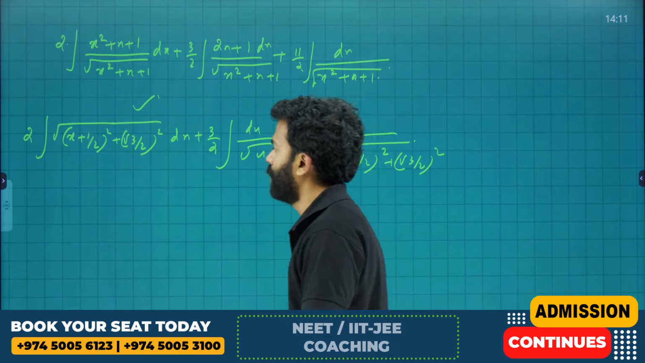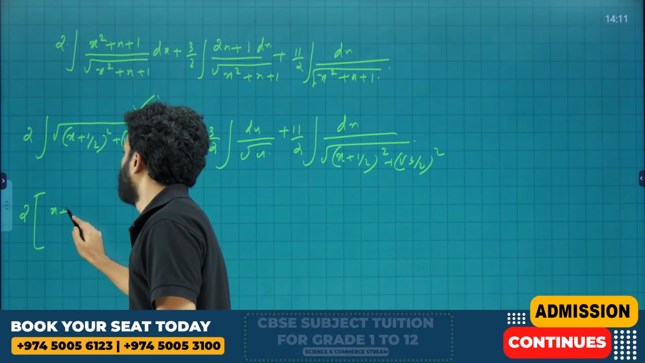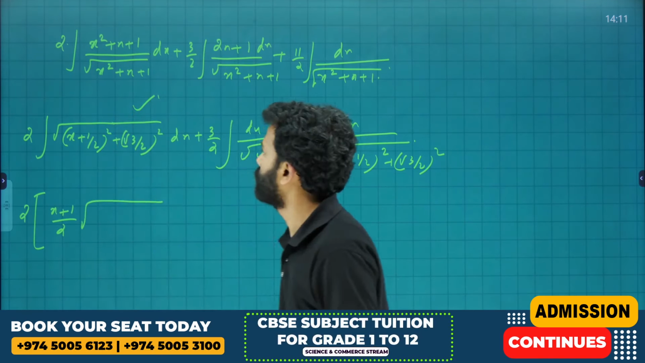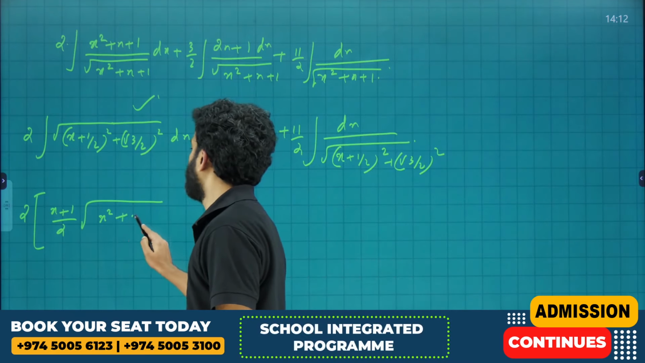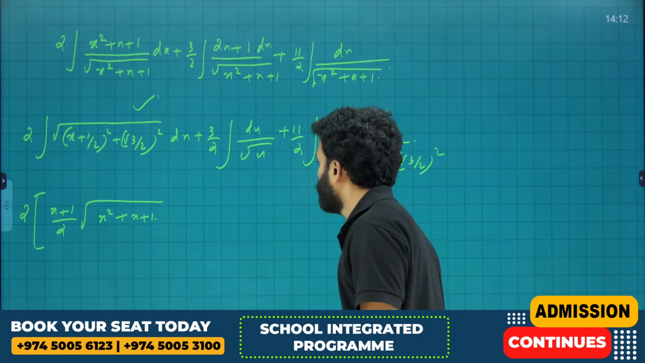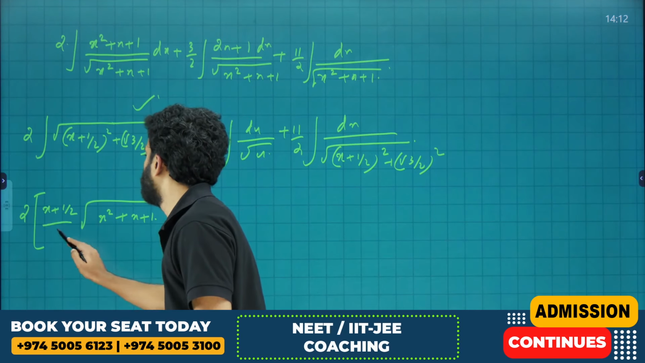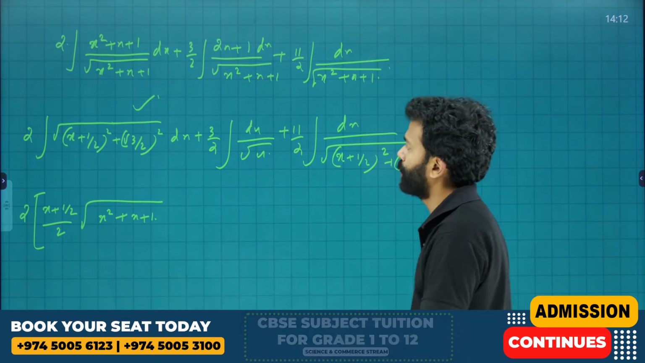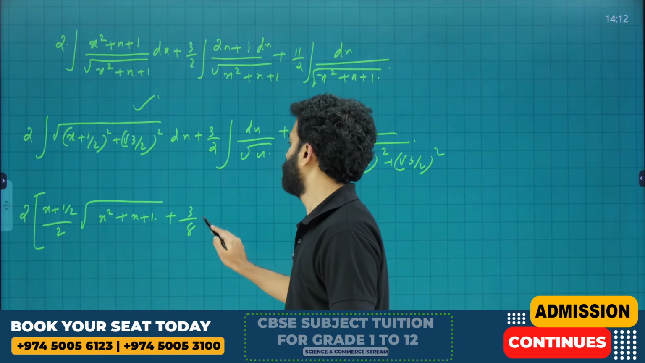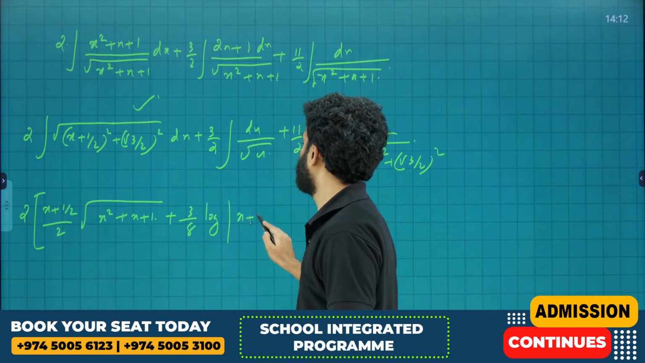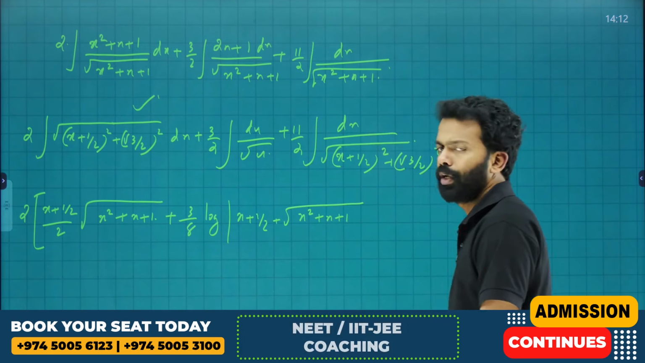A standard formula for that, it will be a big one. Okay, it will be 2 into, this will be x plus 1 by 2 into root of x plus 1 by 2 whole square plus root 3 by 2 whole square, which is x square plus x plus 1. Okay, sorry, it's not x plus 1 by 2, it will be like this, x plus 1 by 2 by 2 into root of x square plus x plus 1, plus this will be a square by 2, that is 3 by 8 into log mod x plus 1 by 2 plus root of x square plus x plus 1. Okay, hope you are getting the idea here.